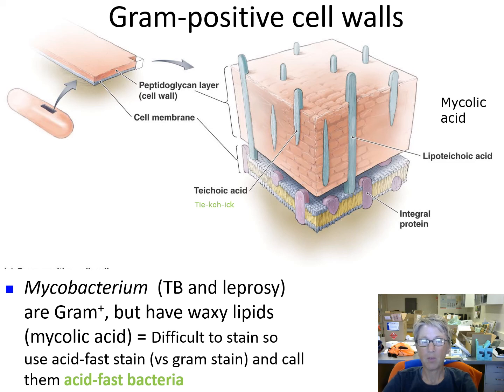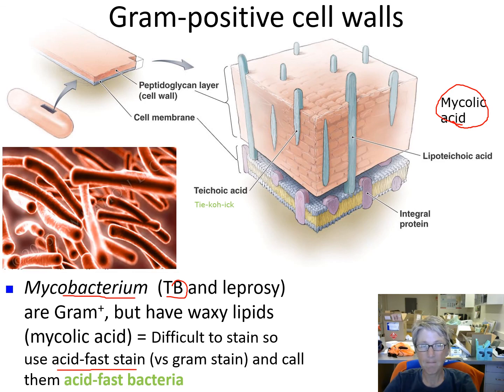So gram-positive cell walls. So special case, Mycobacterium, that's tuberculosis, TB, and leprosy. They're gram-positive, but they have these waxy lipids in their cell wall, and they're difficult to stain. So they use a special type of stain. It's called an acid-fast stain. So you can't stain these. They are gram-positive, but it doesn't show up very well. So you use a different stain called the acid-fast stain.